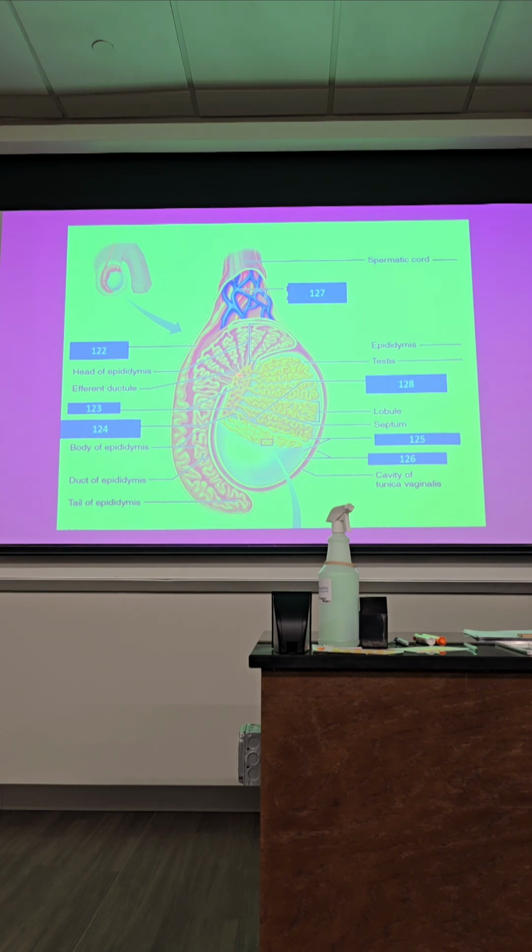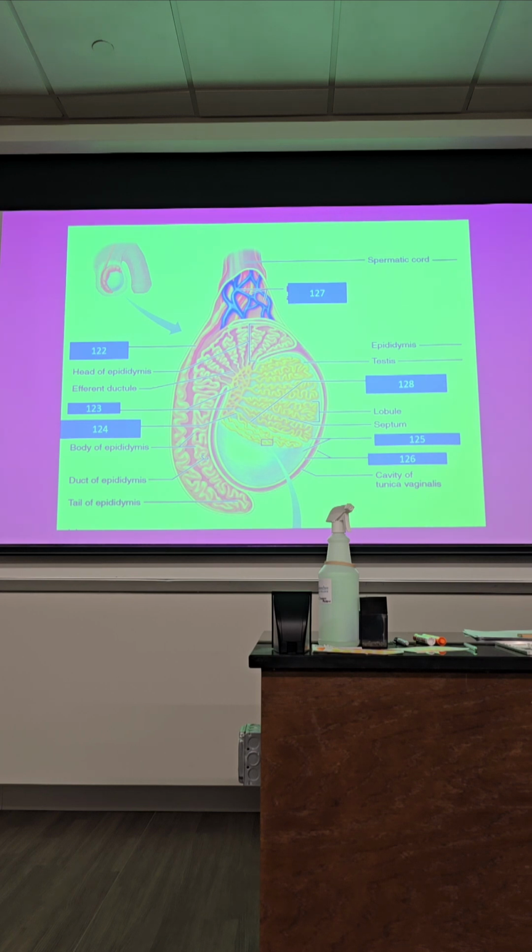Okay, so now what is this structure here called? This whole network here, it's called the rete testis. Rete testis. Okay? Alright.